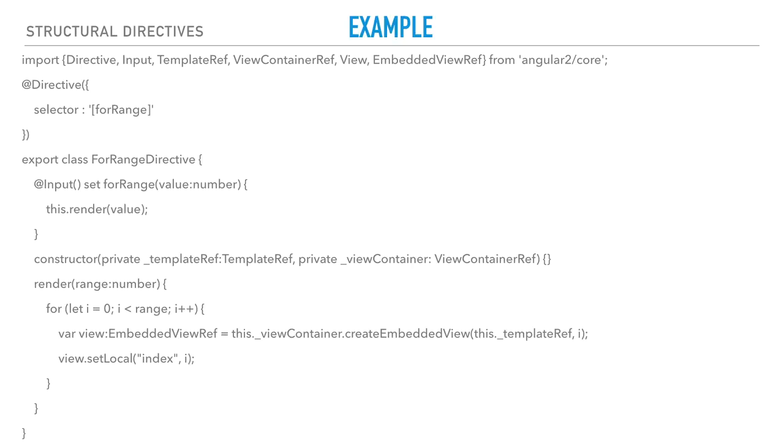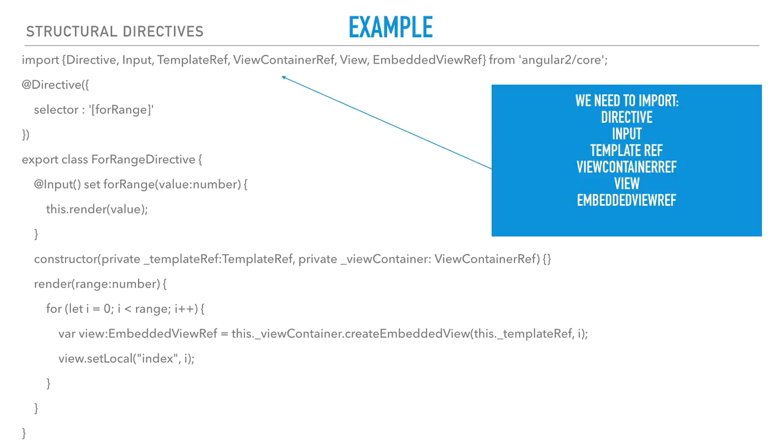Then we have the ViewContainerRef. This is the parent element. Then we have the view. This is important. This is a final element that we are going to do, and then EmbeddedView. Okay. Good. All this is imported from Angular core. Next to it, yeah. So we are here.